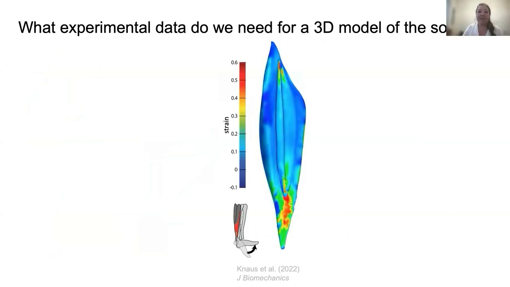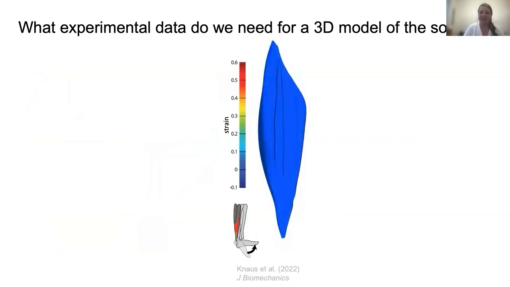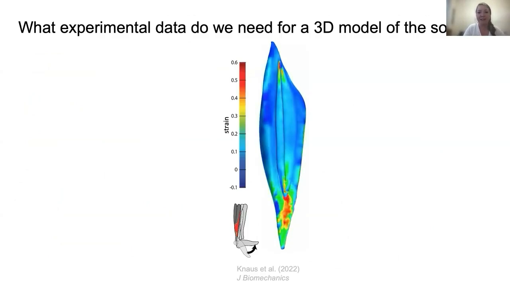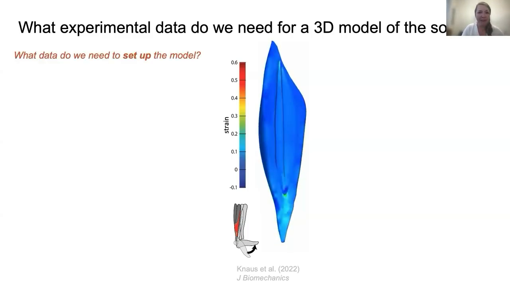And so this is our model of the soleus. This is the soleus lengthening through dorsiflexion. What we see here is the predicted strain through the muscle during this motion. One of our questions here is what data would we need to set up this model to build the simulation? Toss those in the chat.